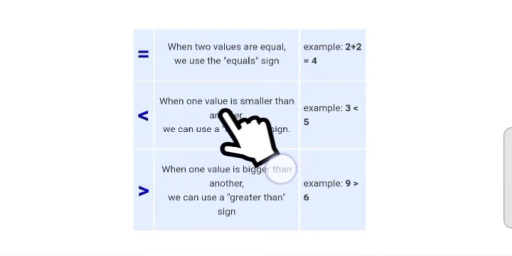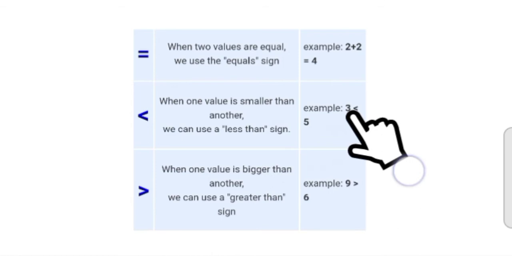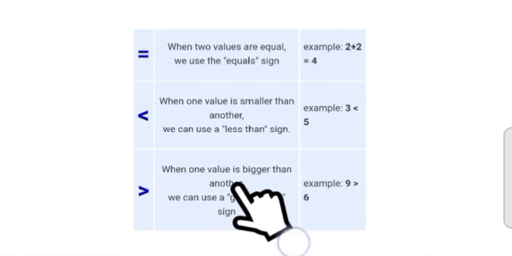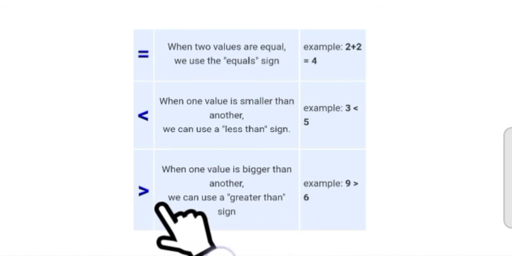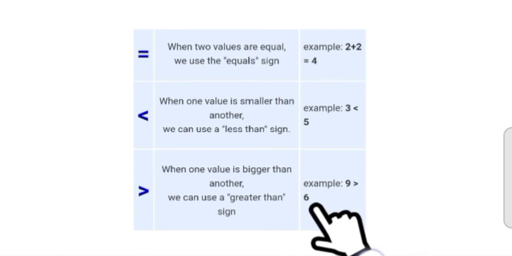When one value is smaller than another, we can use the less than symbol. So 3 less than 5. When one value is bigger than another, we can use the greater than sign. So this is the greater than sign. 9 greater than 6. So 9 is greater than 6.